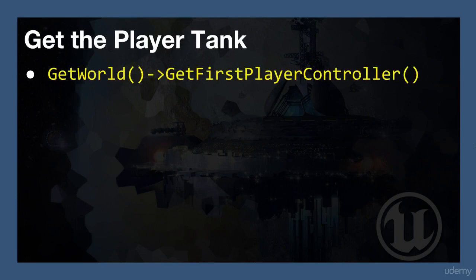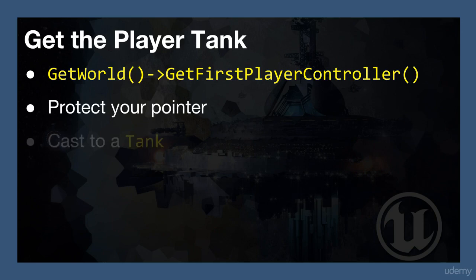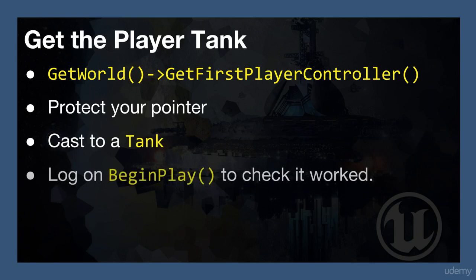I'm going to suggest that there'll be 2 things you'll find. You'll see the gameplay statics when you do a Google search. You'll also see this method here. So if you haven't got an internet connection or you don't want to look it up yourself, that's the method we need. Once you've got the first player controller like that, I want you to protect your pointer because maybe it'll fail, and then cast it to a tank, and then log out on begin play to check it worked.